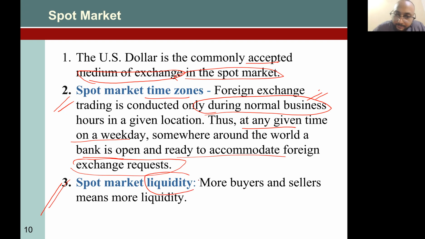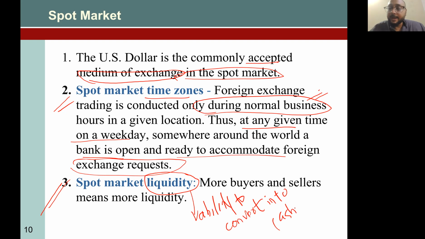liquidity. So what do we mean by liquidity here? Anyone? What is liquidity? Investment? Cash. Not just cash. Half correct. It is the ability to convert into cash. How quickly a currency can be converted into cash.